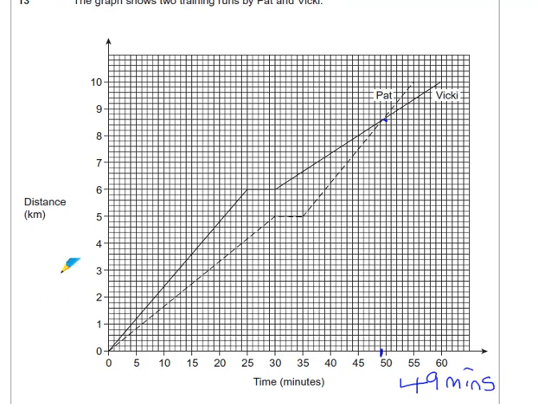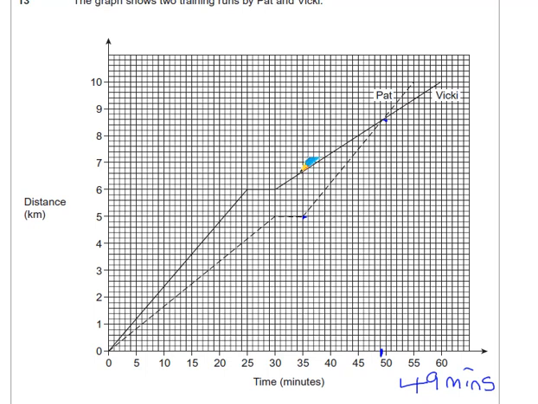Okay, now part B asks us how far ahead is Vicky when Pat starts again after her rest? So, Pat is the dotted line. She has a rest from here to here. So, this is the point where she starts again. So, we need to find out how far it is from this point up to this point here.